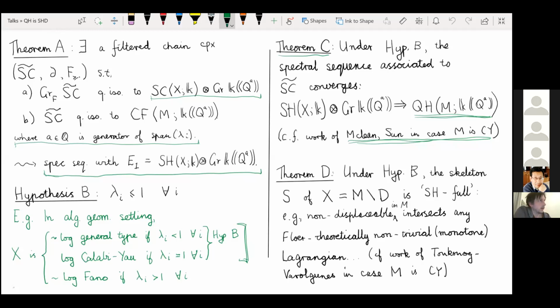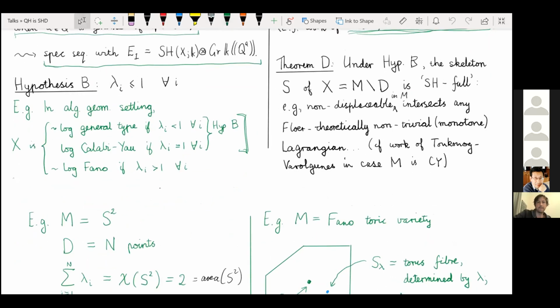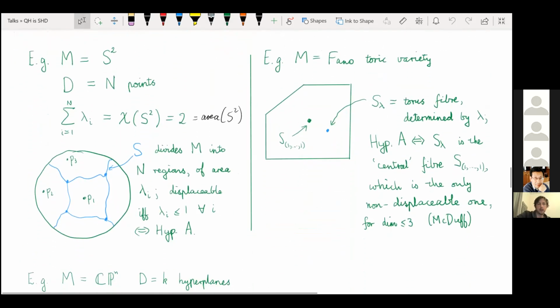Certainly. Yeah, well, we are trying to realize a picture as you describe, but I should caution that we don't yet do all of the technical details, and part of what we're trying to understand here is the limitations when this hypothesis B is not satisfied.